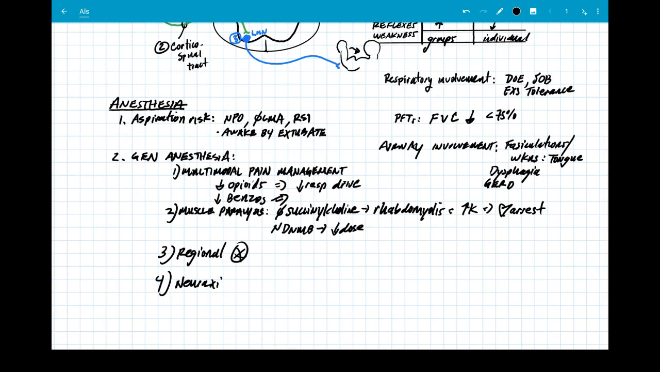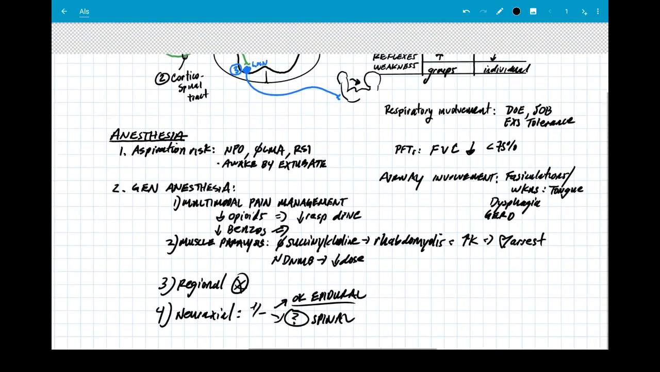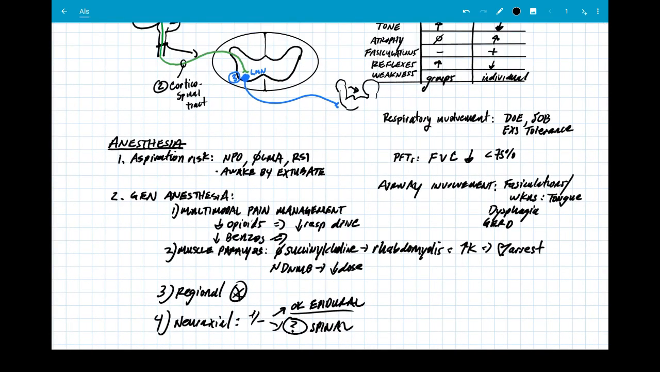Neuraxial anesthesia, well, it can go either way. Most people are okay with epidural, and the literature says that people do just fine typically, but there's a big question mark with spinal anesthetics, whether or not that will exacerbate or make the disease process worse. So these are the considerations in patients with ALS.